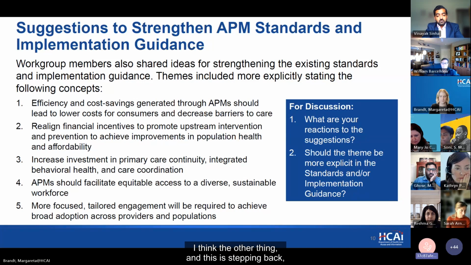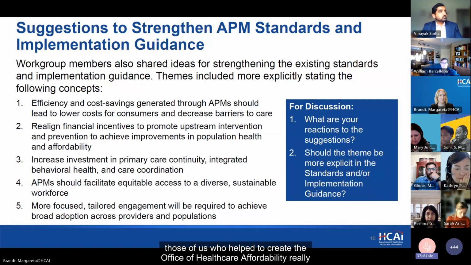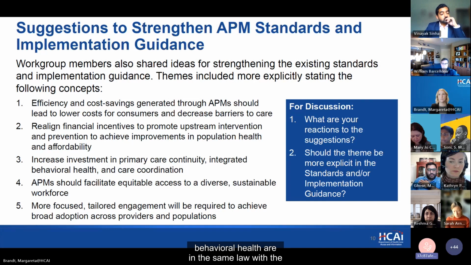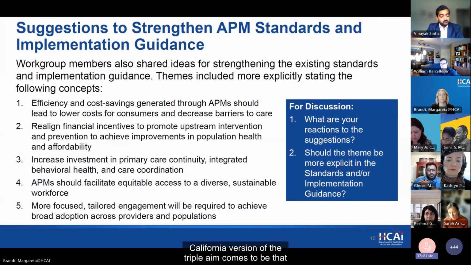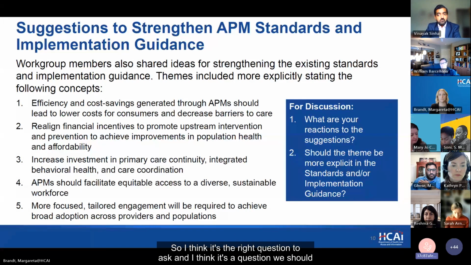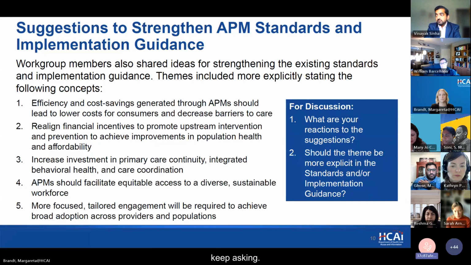I think the other thing, and this is stepping back, is that those of us who helped create the Office of Health Care Affordability really had a vision. There's a reason why primary care and alternative payment models and behavioral health are in the same law with the spending targets. It is that over time, we will actually do system transformation in a way that the California version of the triple aim comes to be, that we lower costs while improving outcomes and improving health equity. So I think it's the right question to ask, and a question we should keep asking.